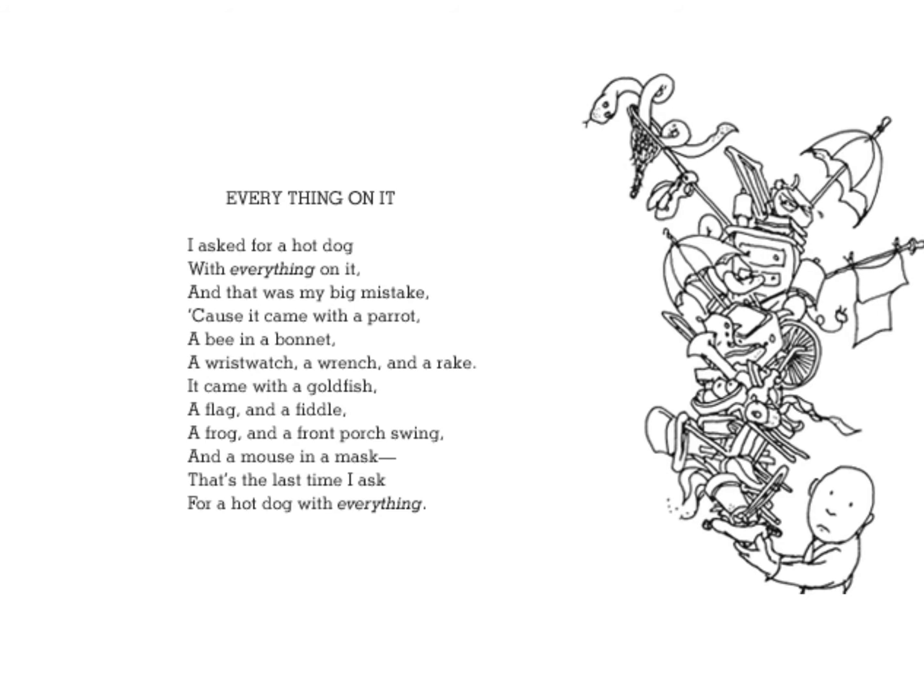Now, when a person asks for a hot dog with everything on it, they probably think of it having mustard and onions, maybe even ketchup, ingredients like that, relish. But I don't think they mean a hot dog with everything that you can think of on it. I wouldn't want a parrot or a bee in a bonnet, a wristwatch, a wrench, and a rake, or a goldfish, a flag, a fiddle, a frog, a front porch swing, a mouse, and a mask. I would not want that on my hot dog.